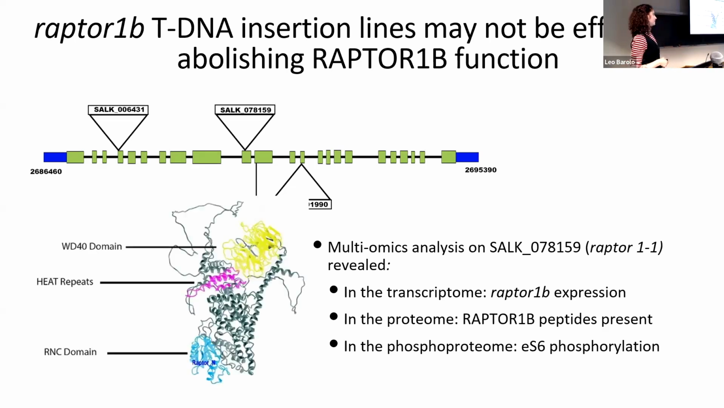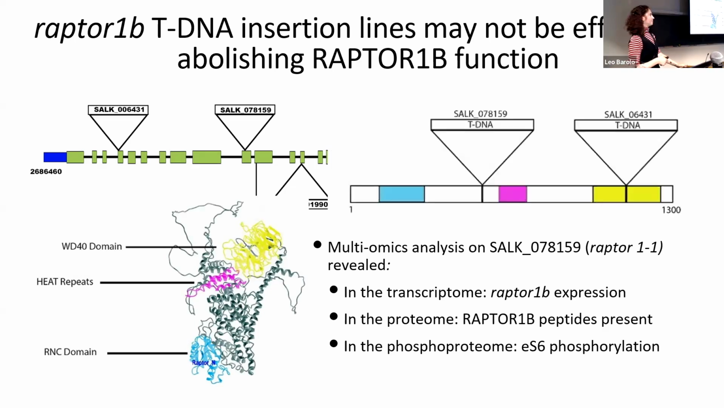I thought I would show this picture of the Raptor protein with this other little picture that I made. So you can see where these insert in here. Again, I don't know what the WD-40 domain does. The HEAT repeats are where it binds to the TOR protein, and then the RNC domain is, I believe, where the function is. So this is just kind of a theory, but it's worth testing, I think.